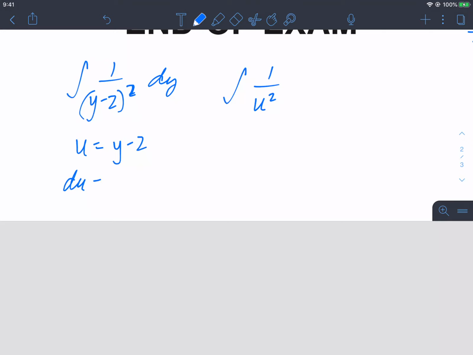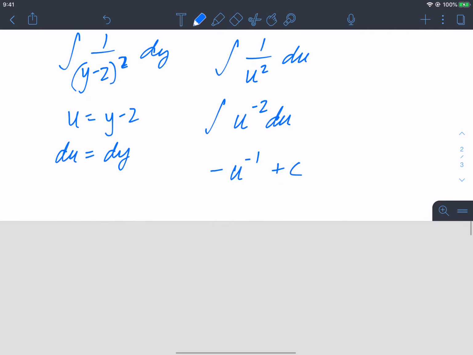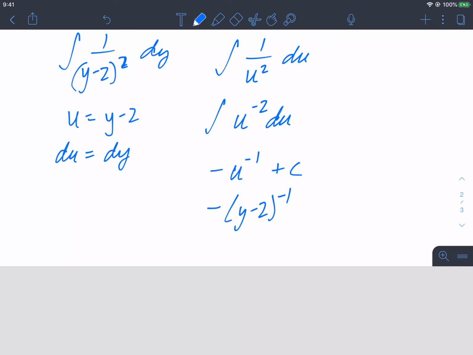What I can do is take the derivative on both sides. So du equals dy, and that dy will just change into du. I could rewrite it as u to the negative 2 du, and now I've just got a regular power. I can add 1 to the power and divide by the new power, and I'd have the plus c there. Then putting the u back in, negative (y minus 2) to the negative 1 plus c. I would move that to the bottom: negative 1 over y minus 2. So that integral would equal negative 1 over y minus 2.